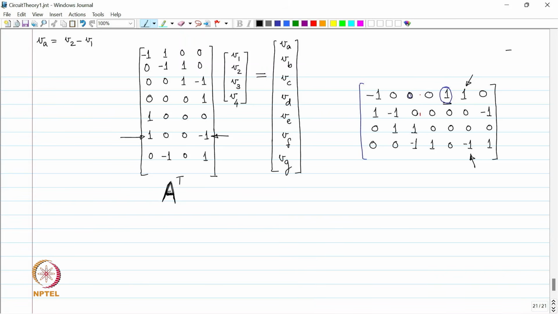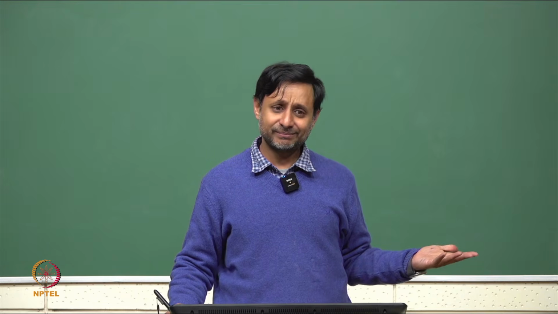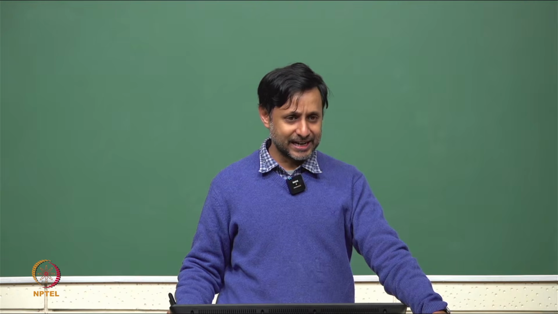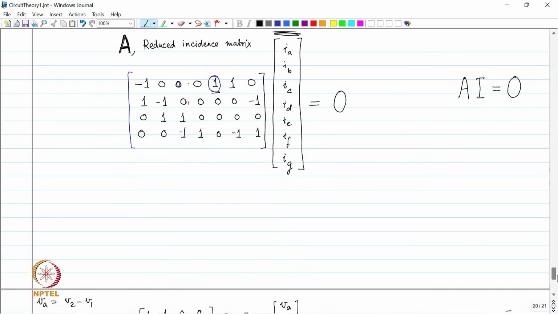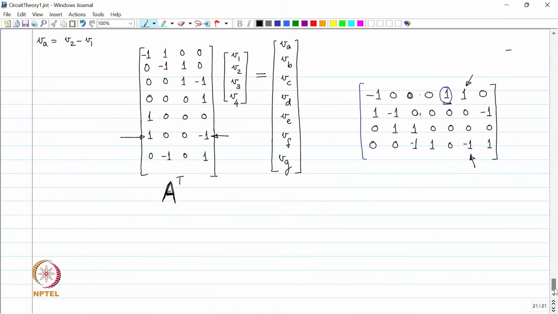Fine. So, every time you started from a particular node in the original one, the current started moving out. Here the voltage starts with a plus sign. Current starts moving in, here the voltage comes with a minus sign, that is all. So, whatever was a column in the previous matrix has now become a row in this matrix, and therefore, A and A transpose are transposes of each other.